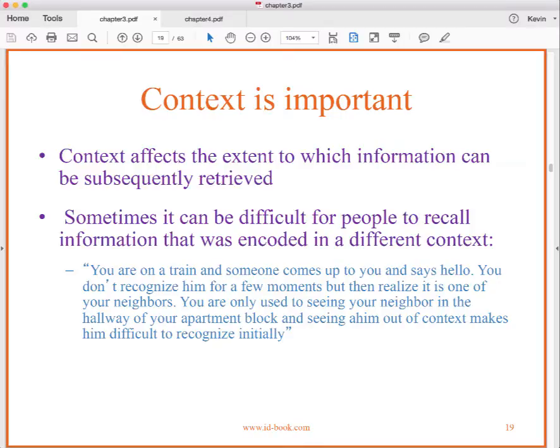Context is important. I mentioned that before. Context affects the extent to which information can be subsequently retrieved. Sometimes it can be difficult for people to recall information that was encoded in a different context. So we talked about recognizing a person out of context or in context being two different kinds of tasks.